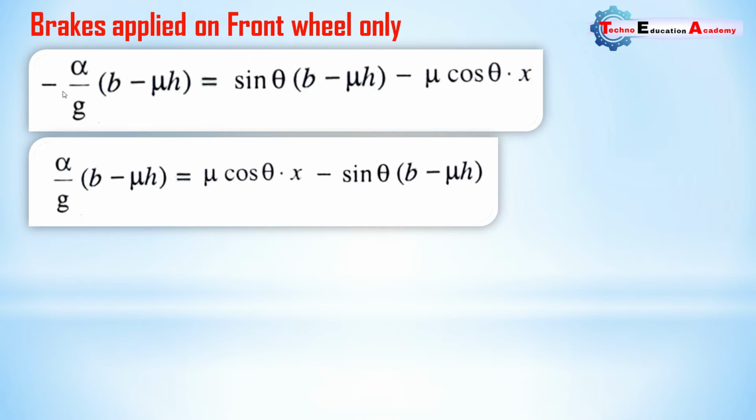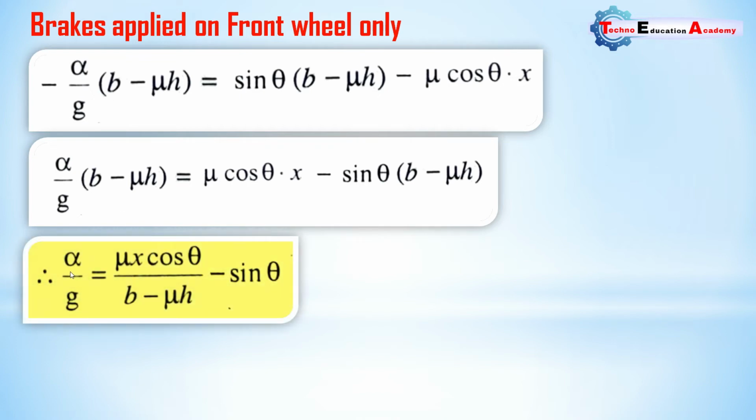Whenever we multiply with minus 1, this minus minus plus will become a positive term, alpha by g into b minus mu h. Here it is a minus, so it will become positive because it is multiplied with minus, and this is a plus term. So whenever it is multiplied with minus 1, it is minus sin theta in bracket b minus mu h. Here you can see that b minus mu h on left hand side and right hand side is a common term.